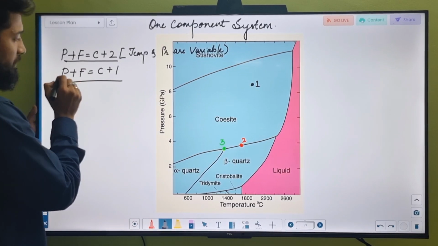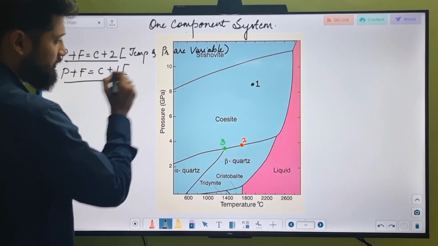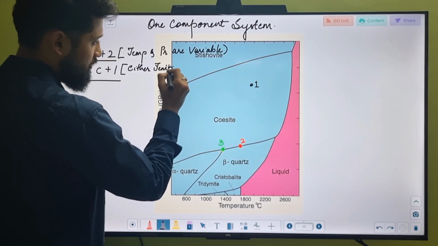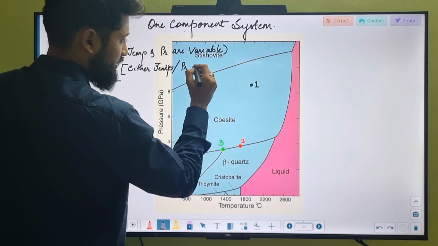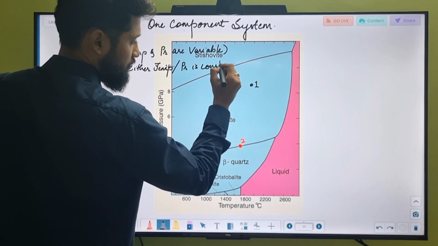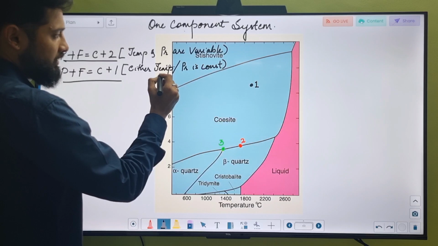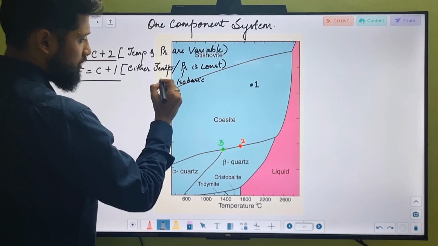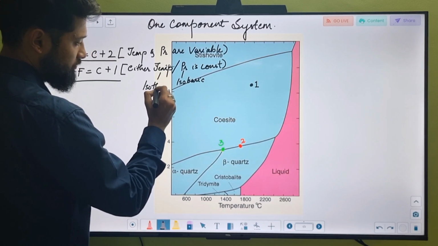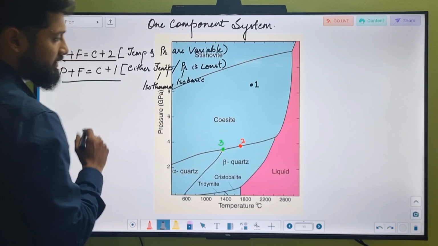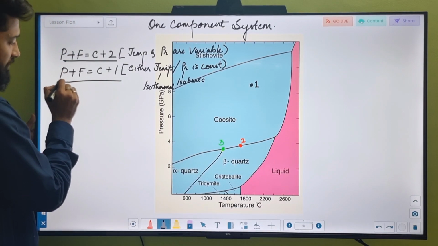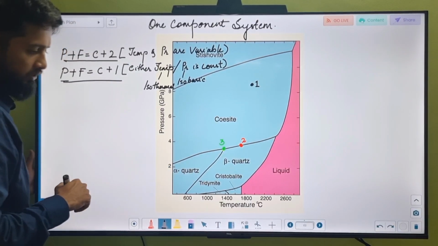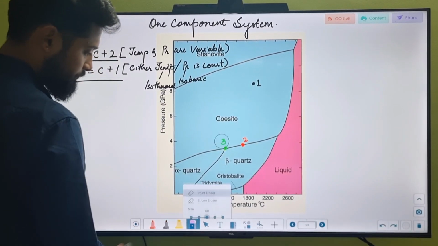Okay, and P plus F is equal to C plus 1 is the condition where either temperature or pressure is constant. Either it is an isobaric condition or isothermal condition. In that, we'll consider the formula for the phase rule, that is P plus F is equal to C plus 1, to calculate the degree of freedom.